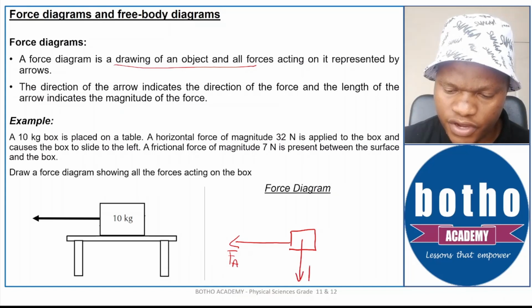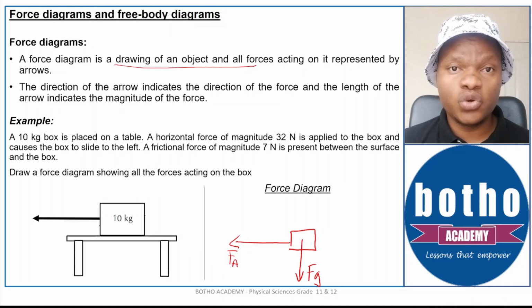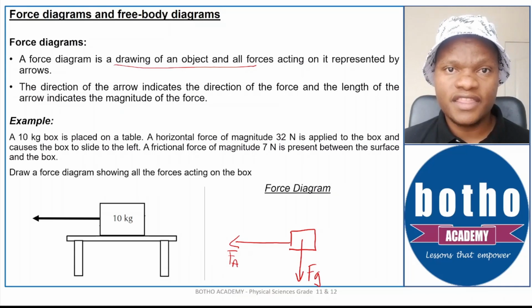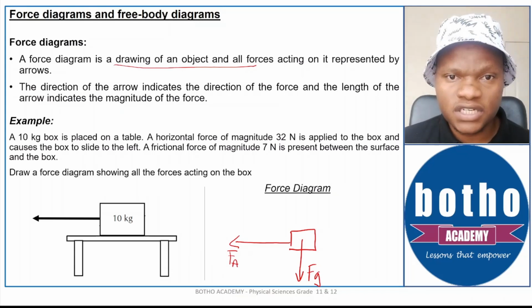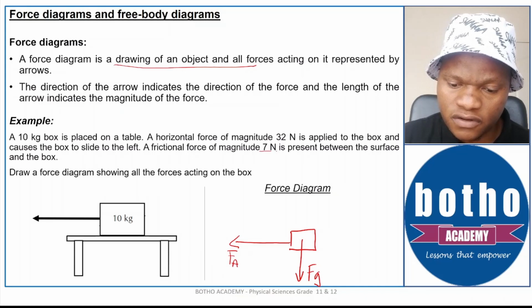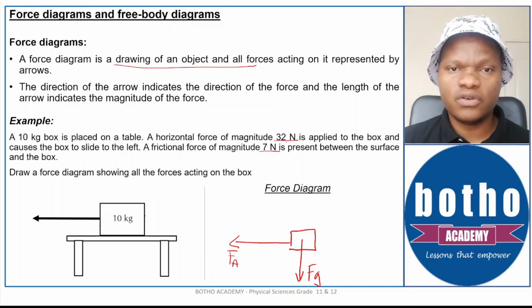Therefore this is our weight, or the force of gravity. Now what do we know? The two forces that are there because the box is in contact with a surface. The first one is the frictional force. We are told that there is a frictional force of 7 newtons. But remember, now we have 7 newtons and 32 newtons acting along the same line.